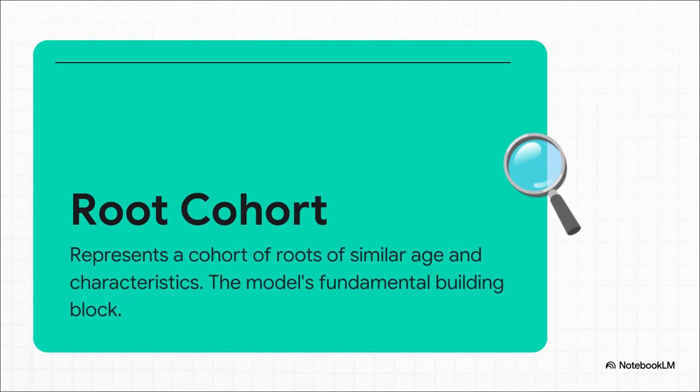Now, trying to simulate every single microscopic root hair would be, well, computationally insane. So the model does something really clever. It uses this concept called a root cohort. It just groups roots that are basically the same age, same type, same size, into one batch. This right here, this is the fundamental Lego brick we're going to use to build the entire system.